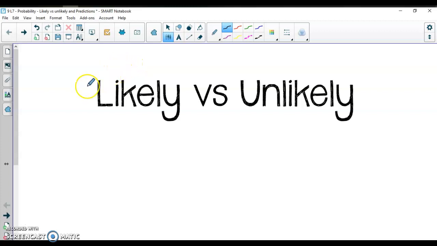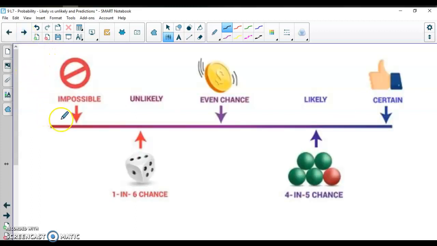So the first topic that you want to go ahead and fill out in your math notebook or pieces of paper where you've been taking your notes is likely versus unlikely. When we talk about probability, it goes along a continuum, a line, from impossible, a 0% chance or zero probability of happening, all the way up to certain, which is 100%, or 1 out of 1, or 1 whole when we are talking about a fraction or a decimal.